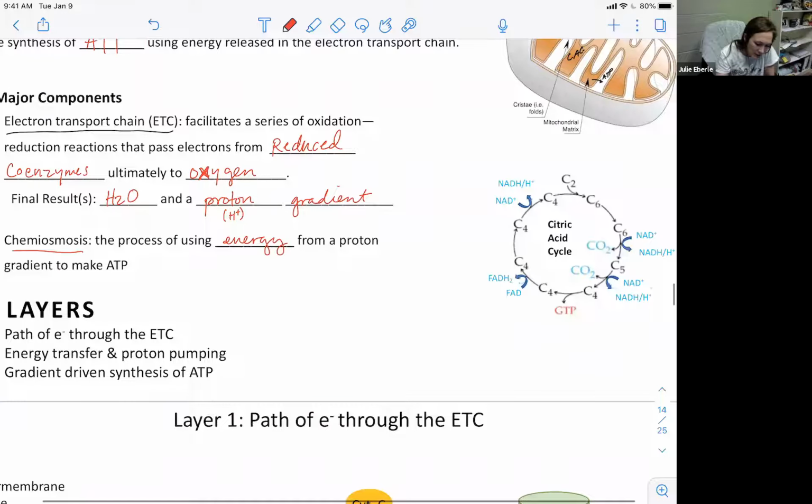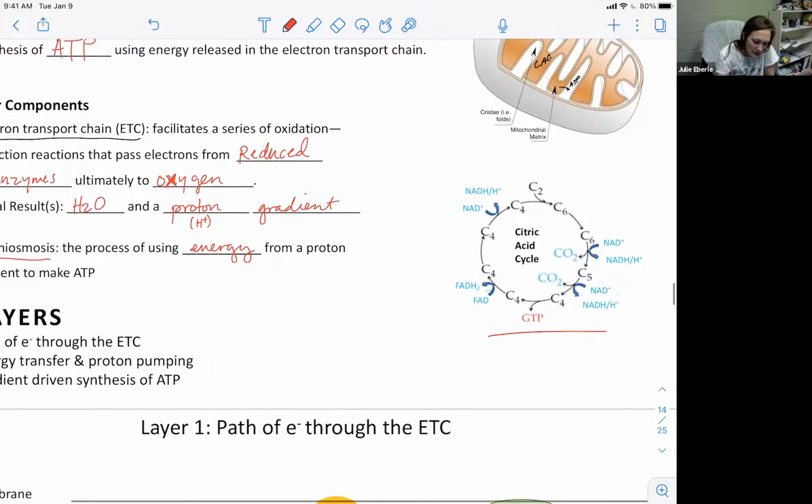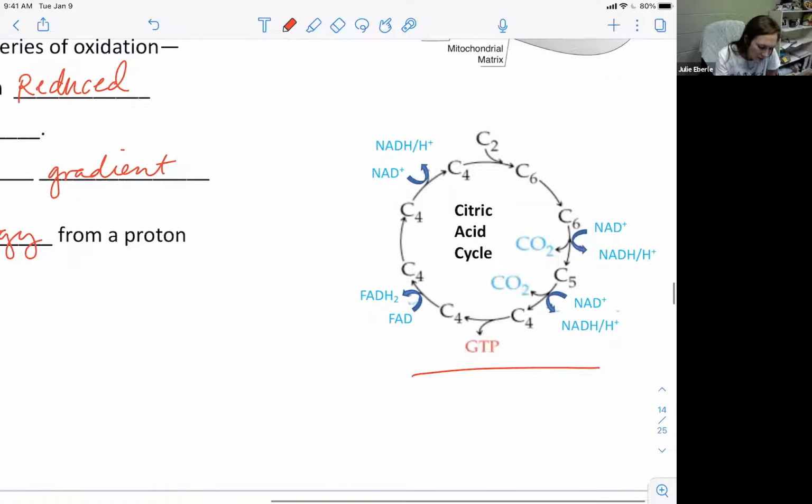You'll see this figure again. I have it on a slide down below, but this is the simplified version of the citric acid cycle. And it shows you which steps give us the reduced coenzymes we talked about, and which one makes the GTP. The reason it says C2, C6, C4 is just telling you how many carbons are in each of those intermediates. So you don't have to pay attention to that.